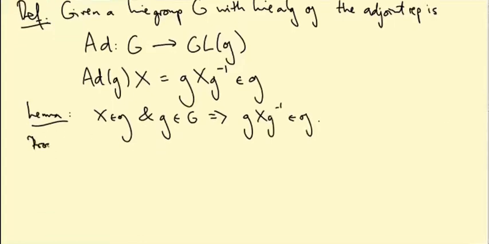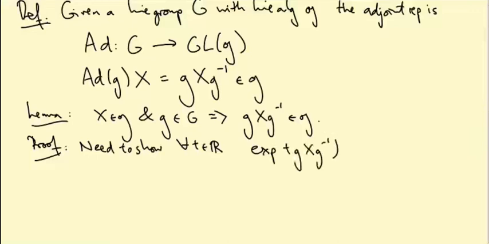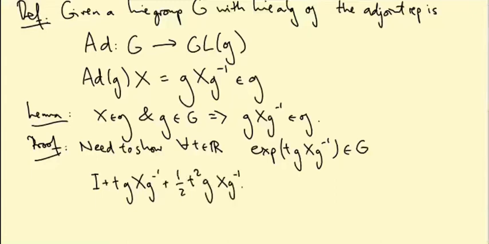Proof. What do we need to show? We need to show that for all t in R, exp of this guy times t, so exp of t gxg inverse, is in the group. So let's write out what this is as a power series. This is the identity plus t gxg inverse plus a half t squared (gxg inverse) squared. So that's gxg inverse times gxg inverse, plus dot dot dot.